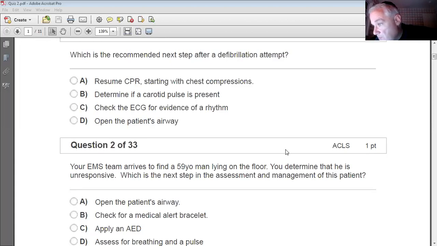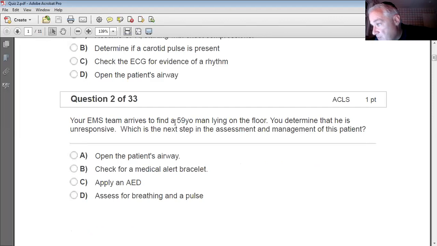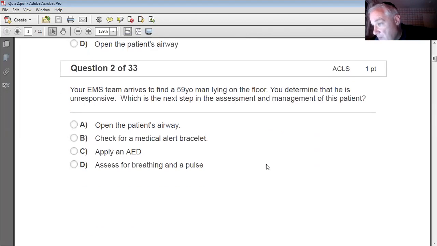Okay, so number 2, the EMS team arrives to find a 59-year-old guy lying on the floor. You determine that he's unresponsive. What's the next step in the assessment and management of this patient? So a lot of people have problems with this. A lot of people pick A before D.